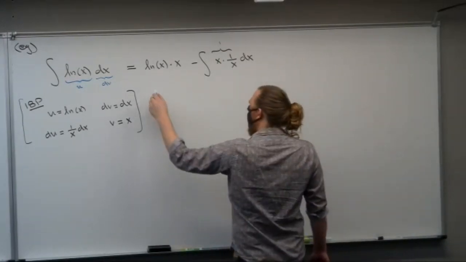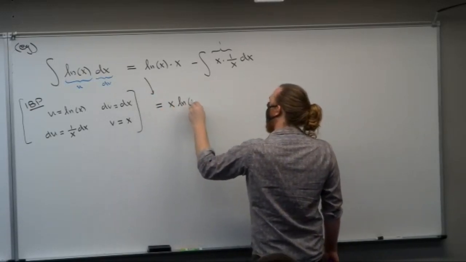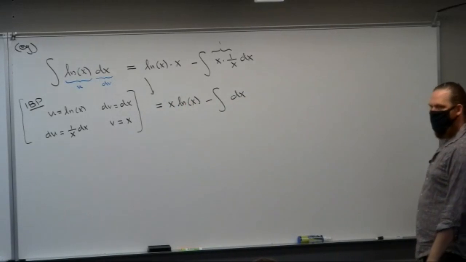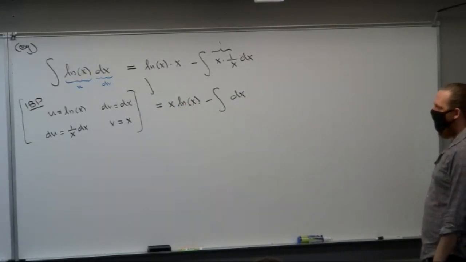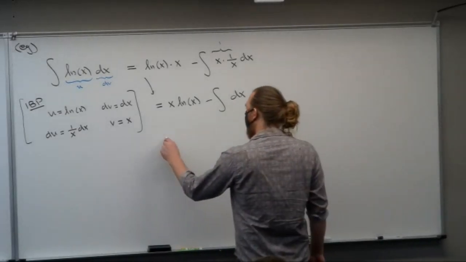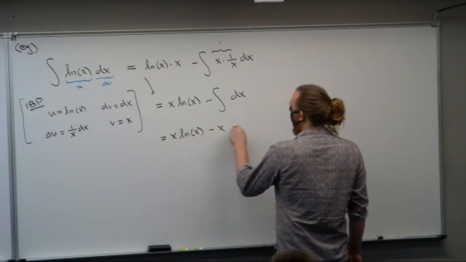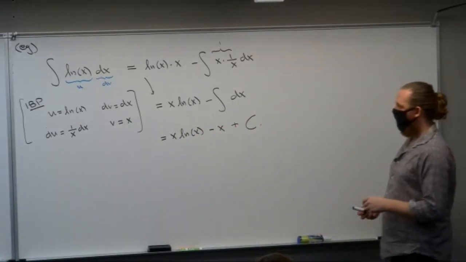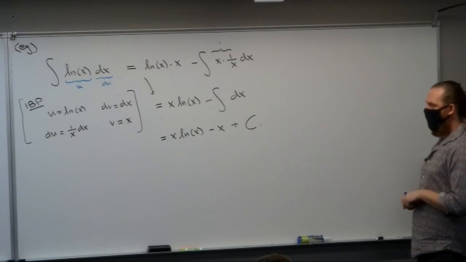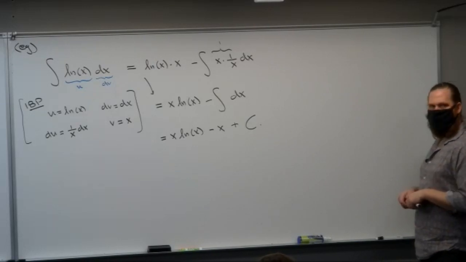That ln x times x out here, I like to write that as x times ln of x. It just looks nicer with the x out front. And then you're just left with the integral of 1 dx. So that's the integral of dx, and so it's x. This is x ln of x minus x plus c. And that is the antiderivative of the natural log. Not bad, right?